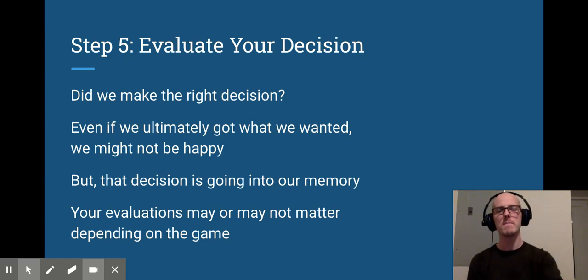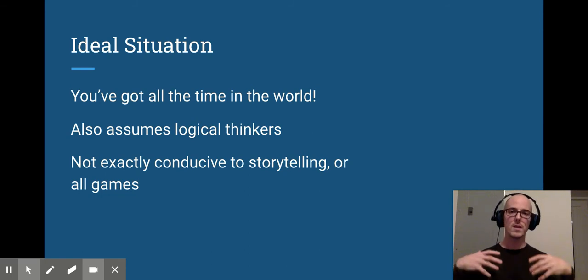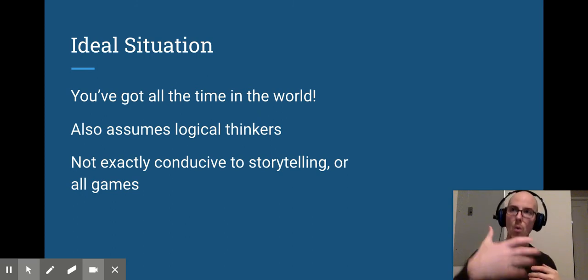So that's Galati's 5-step model. But we're not quite done. I have a little bit more that I want to talk about with decision making, because an important thing to note is that all of this is working in a sort of idealized situation. In fact, Galati's model, cognitive models, economic models, mathematical models, philosophical models of decision making, many of these models work under the assumption that we have logical thinkers on our hands, people who are going to take the time to go through all 5 of these steps. That's a huge assumption that you've got time. And that's not necessarily conducive to storytelling or all games.